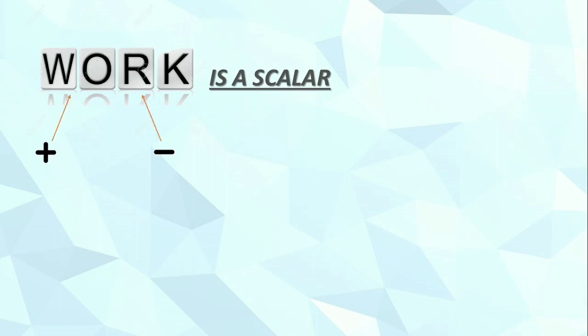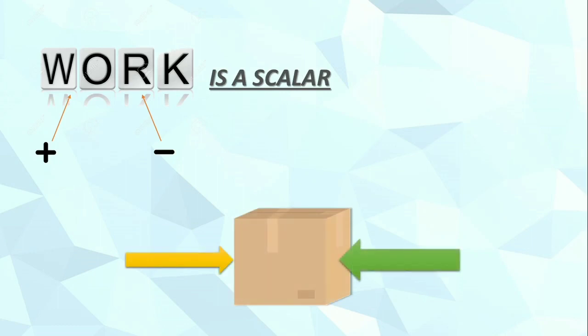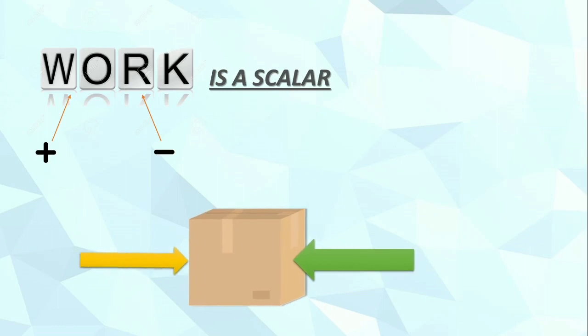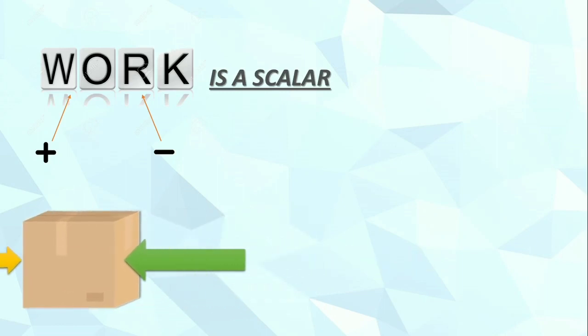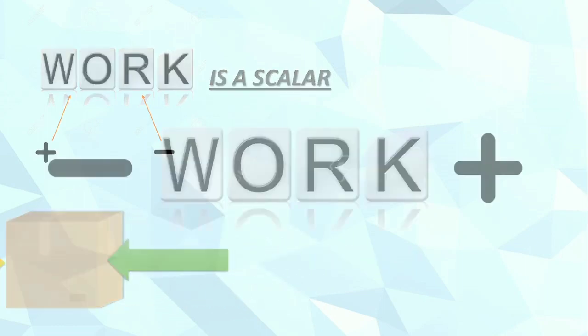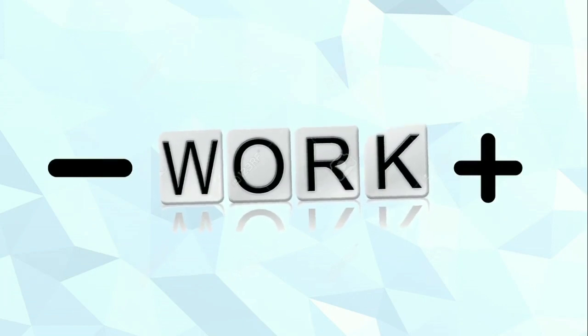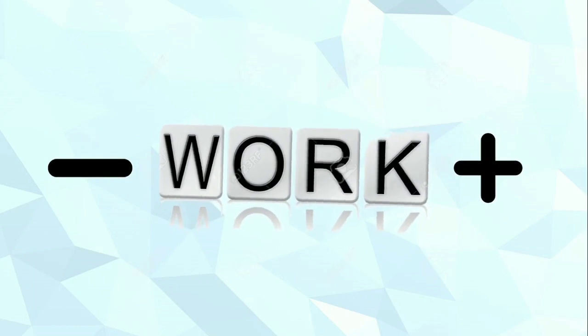Work is a scalar because it is a product of force times distance, and it can be positive or negative, just like a box where two forces side by side are colliding on each other, but it turns out that the right side has more force than the left side. The sign on work is very important because it tells if the speed of an object will increase or decrease as a result of applying the work.